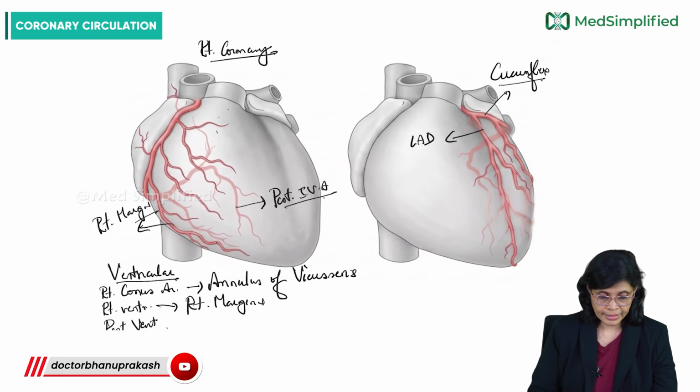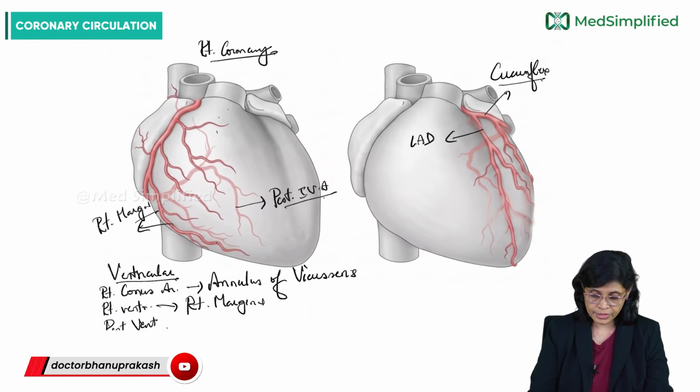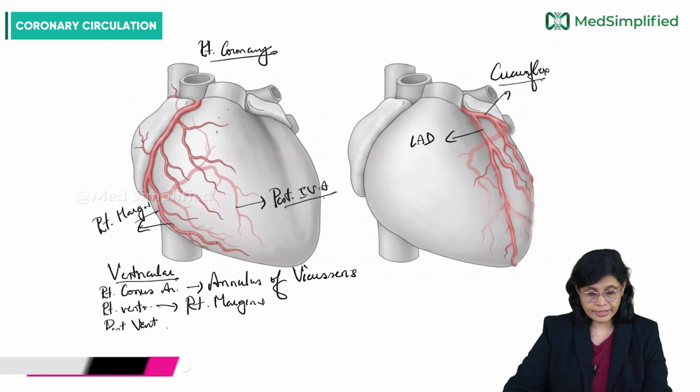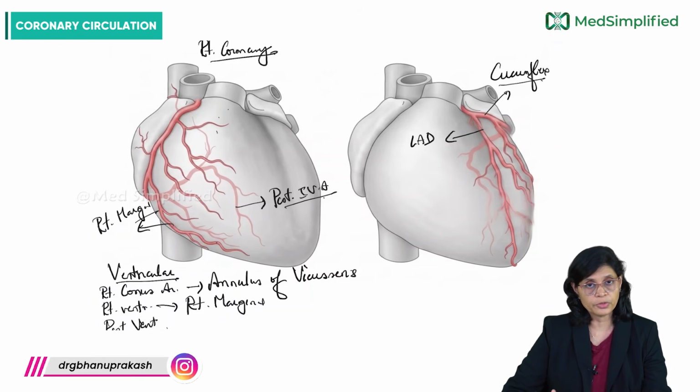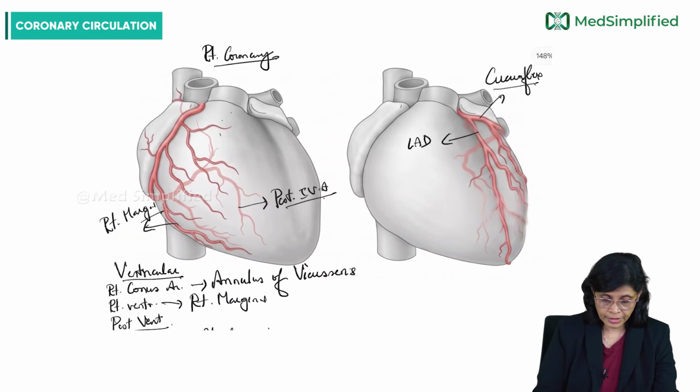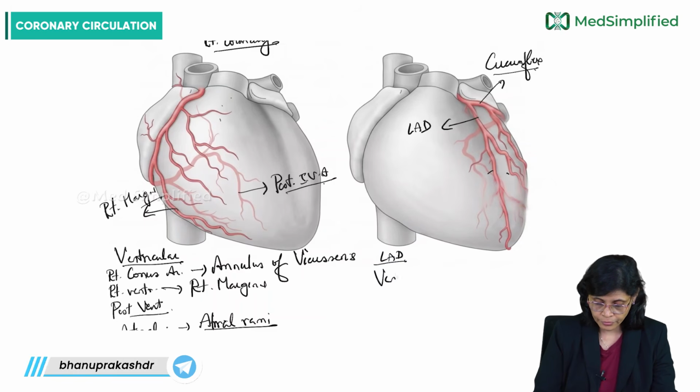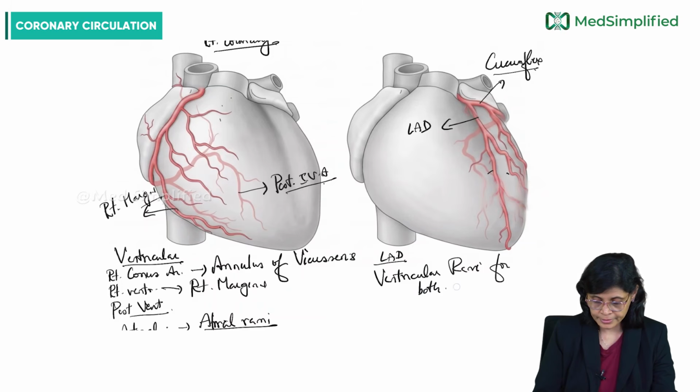The anterior interventricular is basically the continuation of the left coronary artery, and it descends downwards in the anterior interventricular groove. Then near the apex of the heart, it winds around that apex and goes to the posterior interventricular groove, where it will anastomose with the posterior interventricular artery. It gives the ventricular rami for both ventricles, right and left.